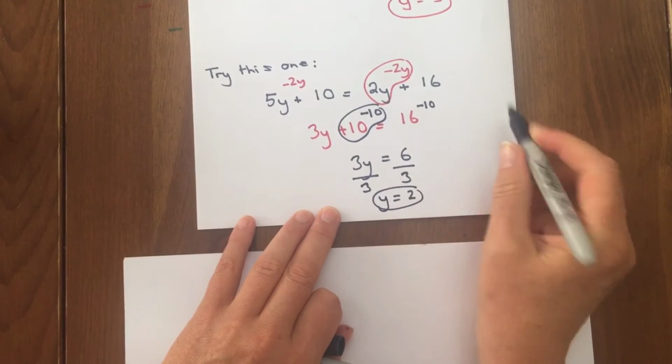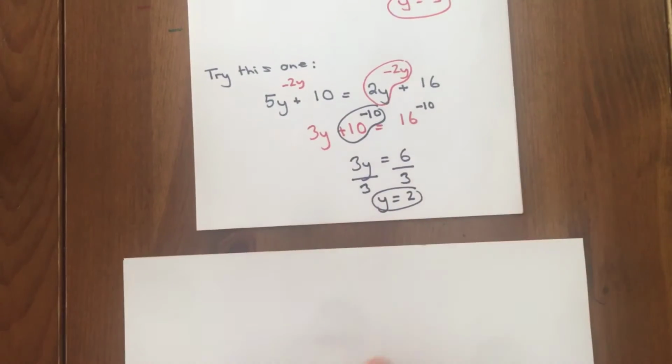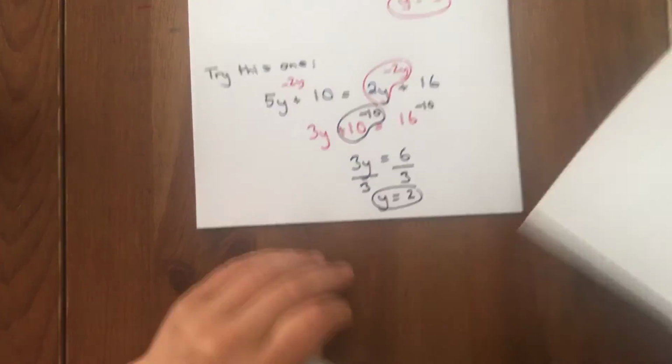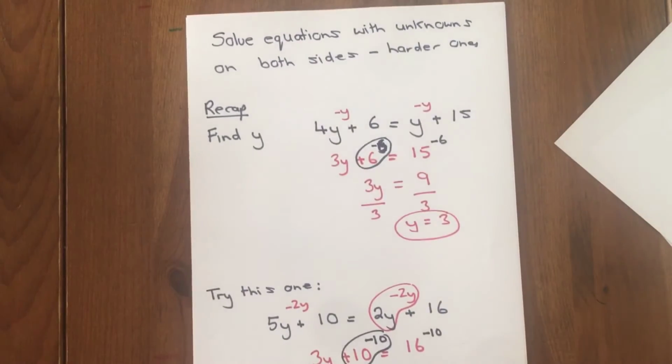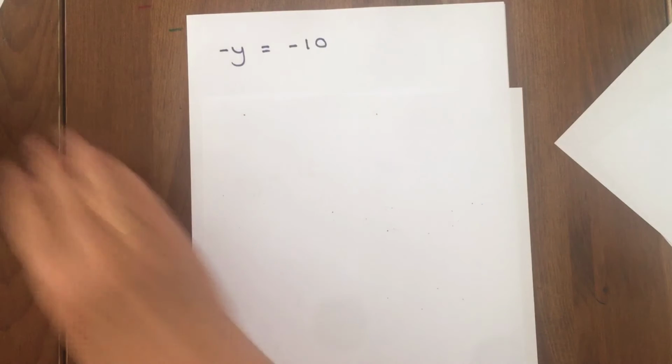Now divide both sides by 3, so 1y equals 2. Remember, you can check this by putting it back into the equation like I showed you last lesson. Okay, so that's a recap of solving equations with unknowns on both sides. Right, what about if you had something like this?